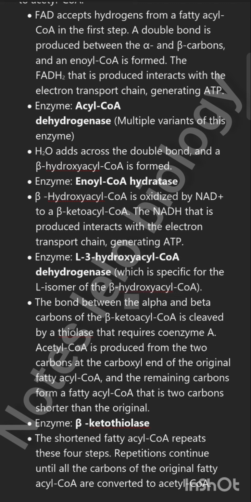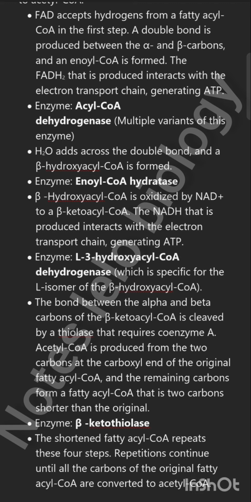The bond between the alpha and beta carbons of the beta-ketoacyl-CoA is cleaved by a thiolase that requires coenzyme A. Acetyl-CoA is produced from the 2 carbons at the carboxyl end of the original fatty acyl-CoA, and the remaining carbons form a fatty acyl-CoA that is 2 carbons shorter than the original. Enzyme: beta-ketothiolase. The shortened fatty acyl-CoA repeats these 4 steps. Repetitions continue until all the carbons of the original fatty acyl-CoA are converted to acetyl-CoA.